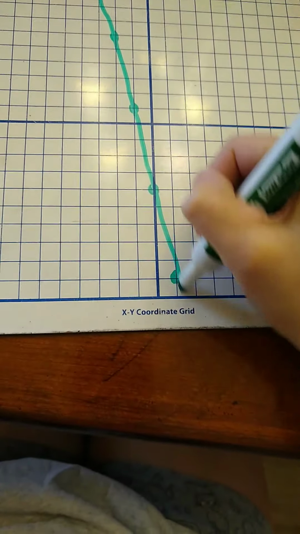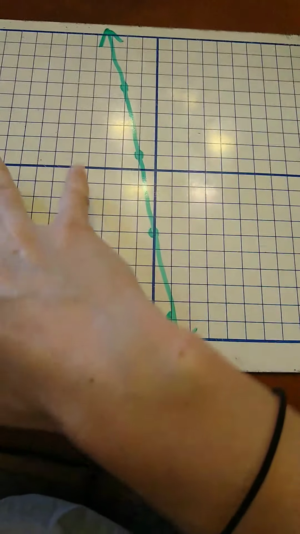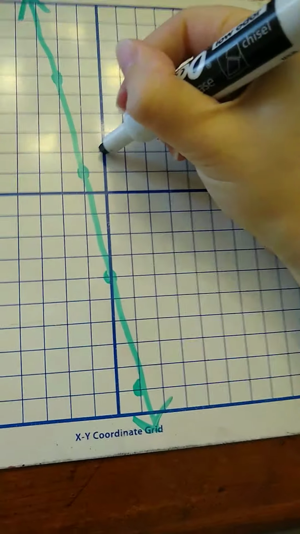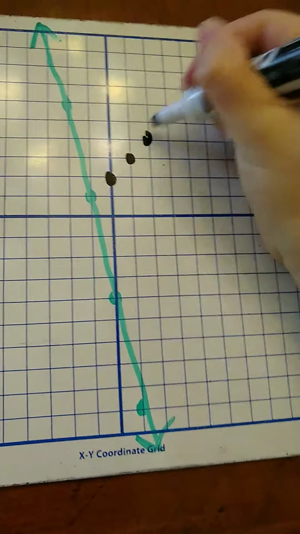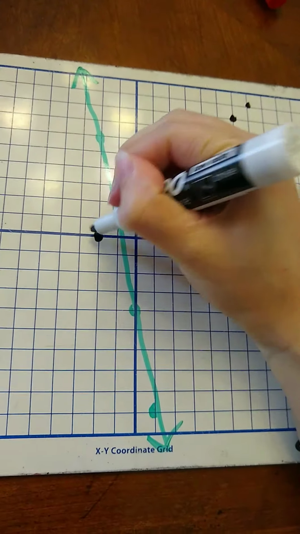Draw my line. All right, and now I'm going to graph the black line, which, oh God, I hope it's still there. It is. Okay, cool. So it starts at 2 and goes up 1, right 1. So I'm going to start at +2. And I'm going to go up 1, right 1 across the graph. And when I run out of space, I'm going to go down 1, left 1.